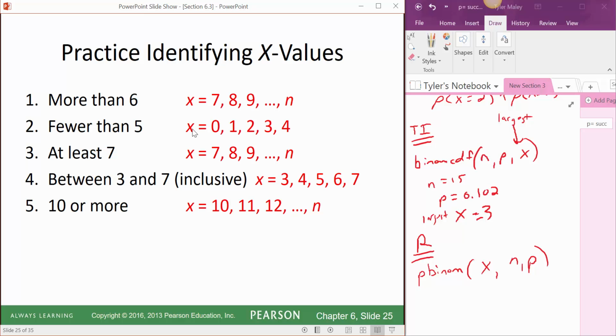Number 3, if we say at least 7, that includes 7 and goes all the way up to n. And then if we say something like between 3 and 7 inclusive, that means we're including 3 and 7 both. So that would be 3, 4, 5, 6, and 7. And then if we say 10 or more, that's 10 all the way up to n. So you want to be familiar with this language and know what that means.